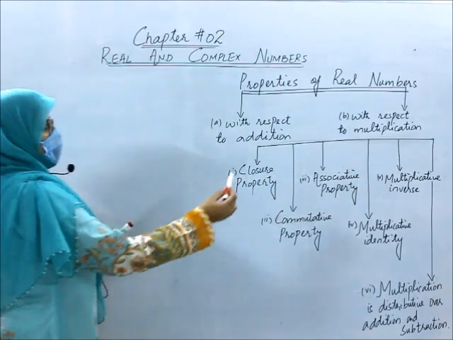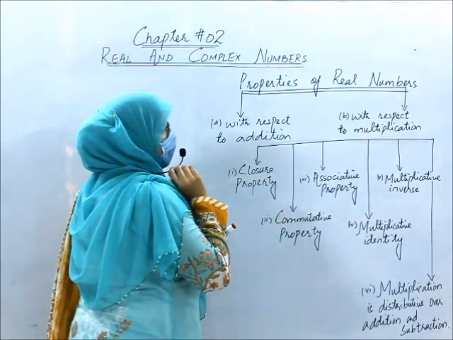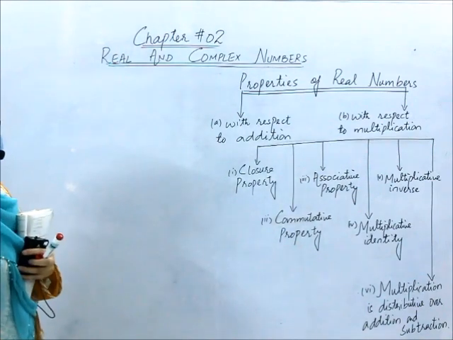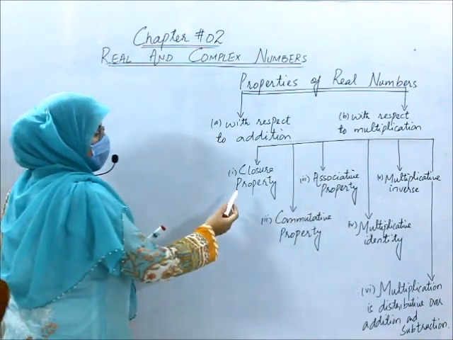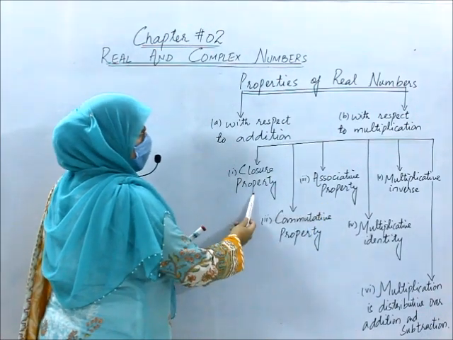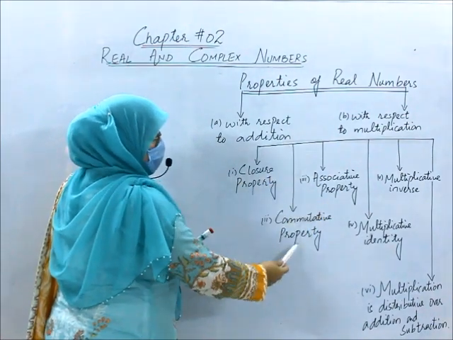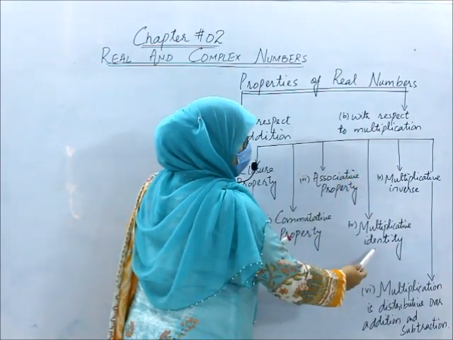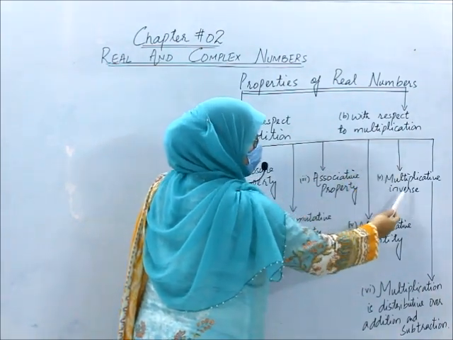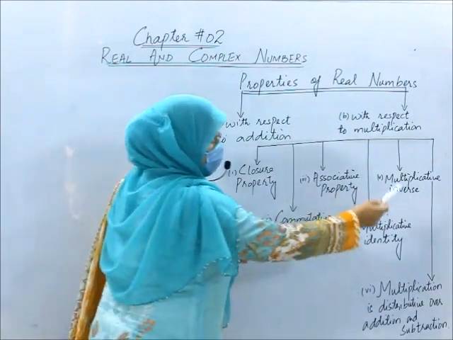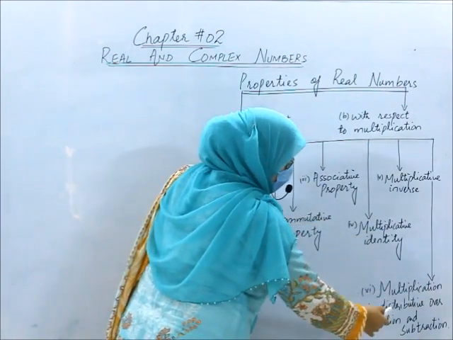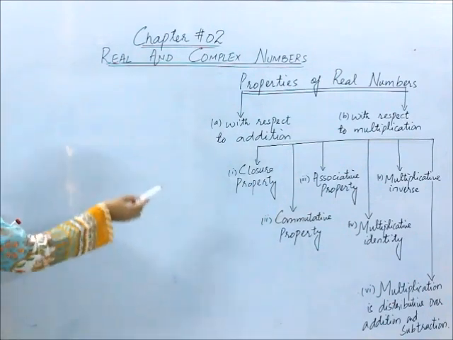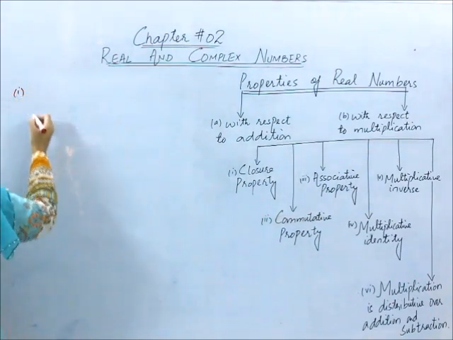So now we are going to study the properties of the real numbers with respect to multiplication. There are how many properties with respect to multiplication? 6 properties. First one is the closure property, second one is the commutative property, third associative, fourth multiplicative identity, fifth is multiplicative inverse, and the sixth is multiplication is distributive over addition and subtraction. So let us see these properties one by one.